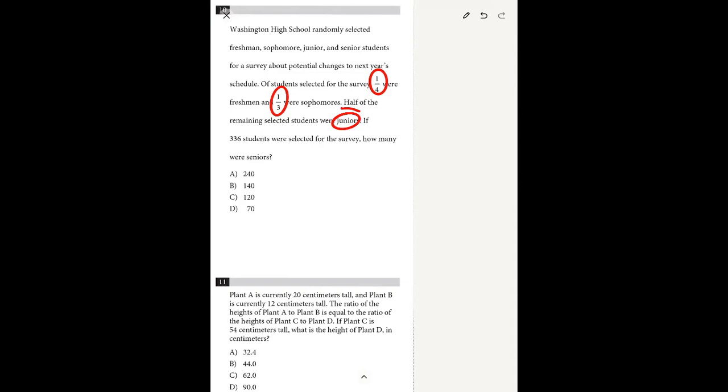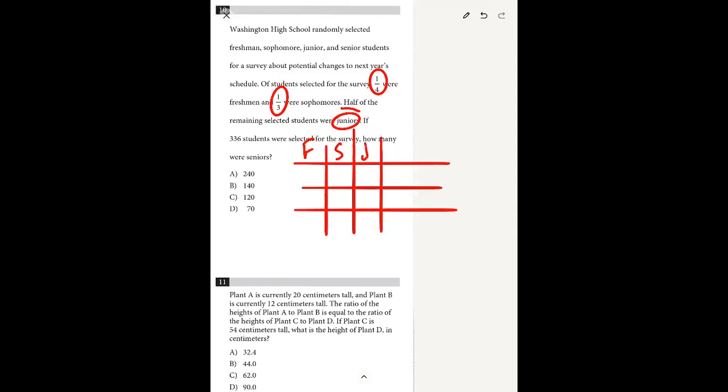how many were seniors? Now, I'm going to show you how to use the ALINEAR program, but I would not use the ALINEAR program for this. I would use something called a ratio box, and I'll show you how I would do this. So this will be freshmen, this will be sophomores, this will be juniors, this will be seniors, and then this will be our total.